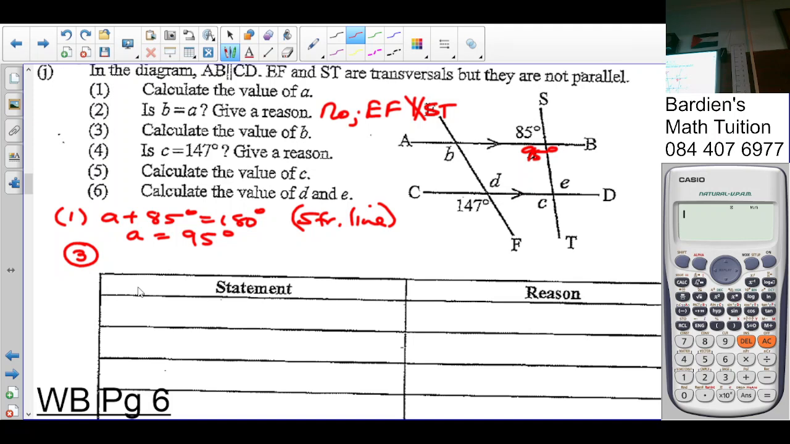How are you going to calculate B? Corresponding, not so? Going that way now. Can you see that, people? These lines are parallel. So B is equal to 147. There we go. B is equal to 147. It is corresponding angles with AB being parallel to CD.